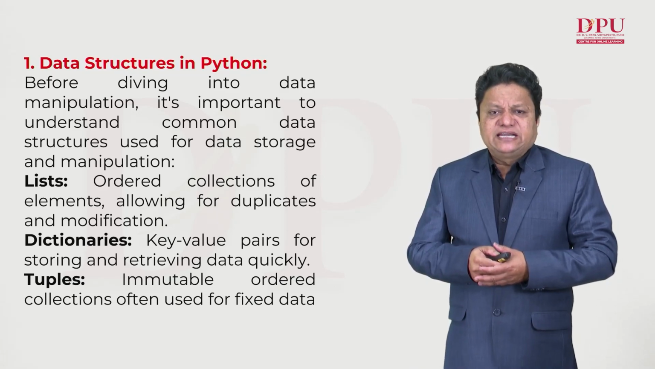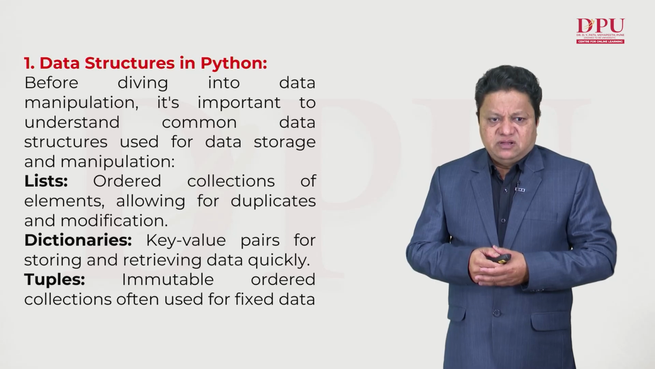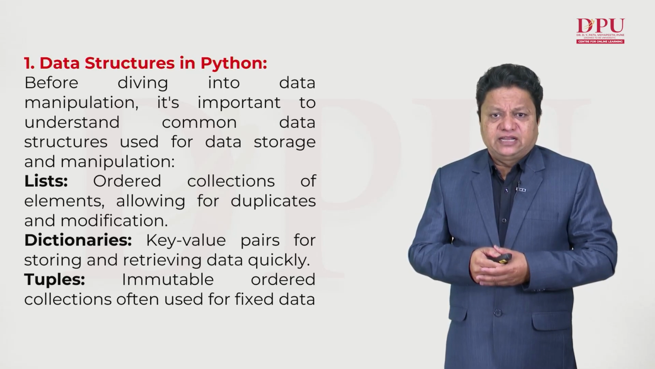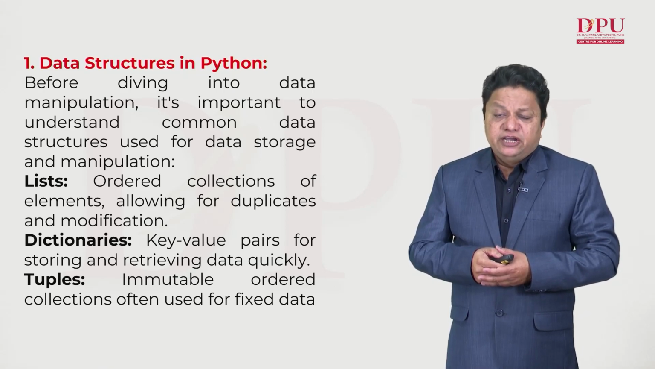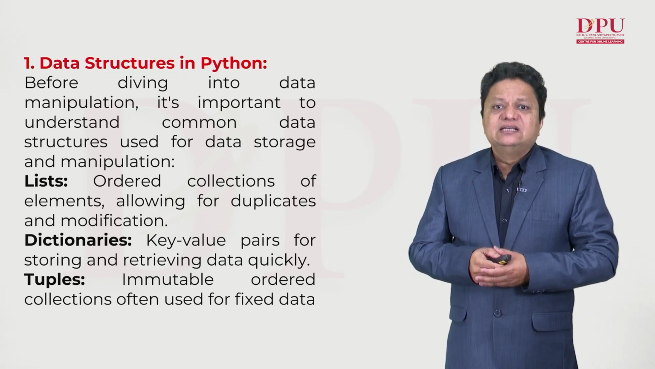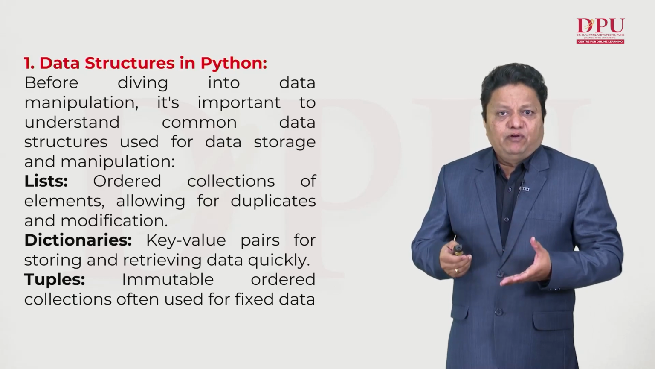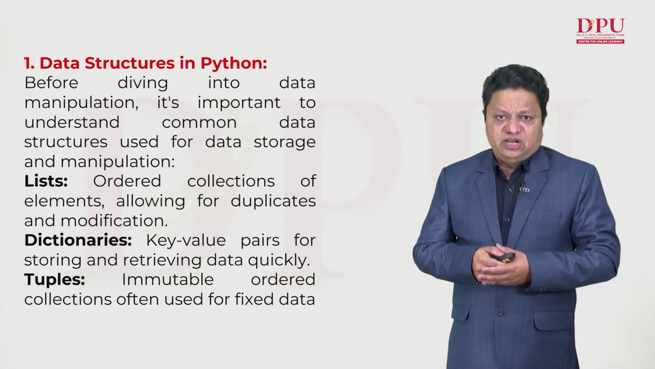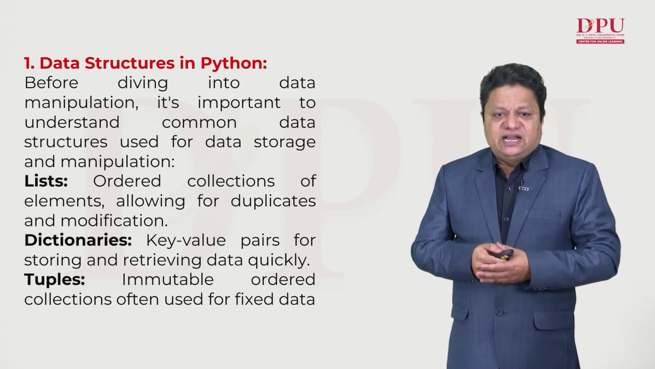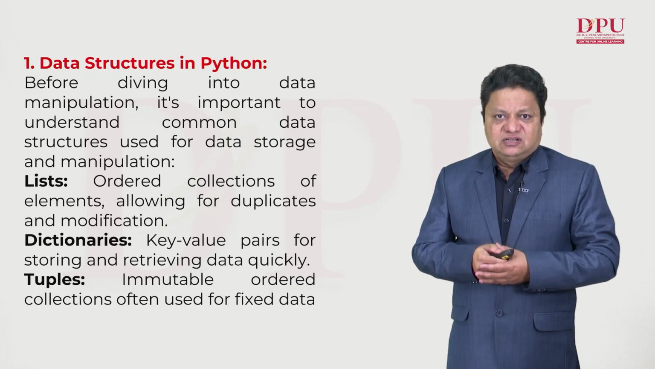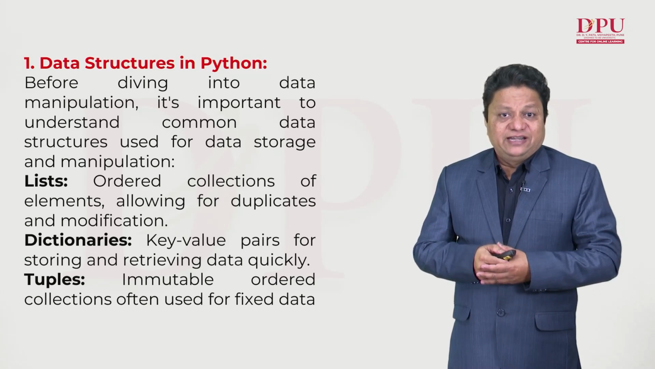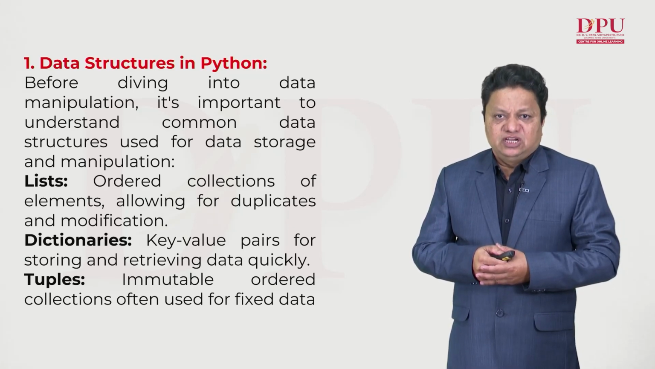What are the main data types available in Python? Mainly there are 4 types of data structures available in Python, starting with list, dictionaries, tuples and sets. Before diving into the data manipulation techniques, one has to understand what the common data structures available in Python are, so that we can use them for data storage and manipulation.